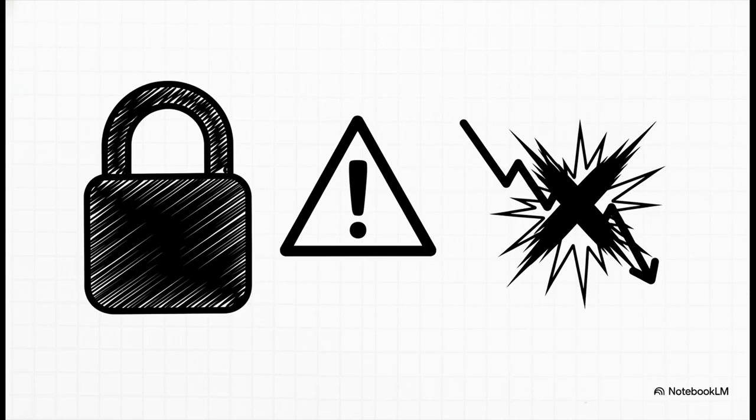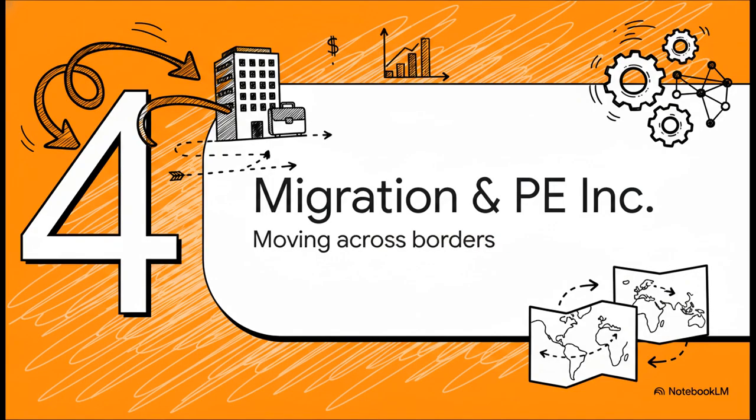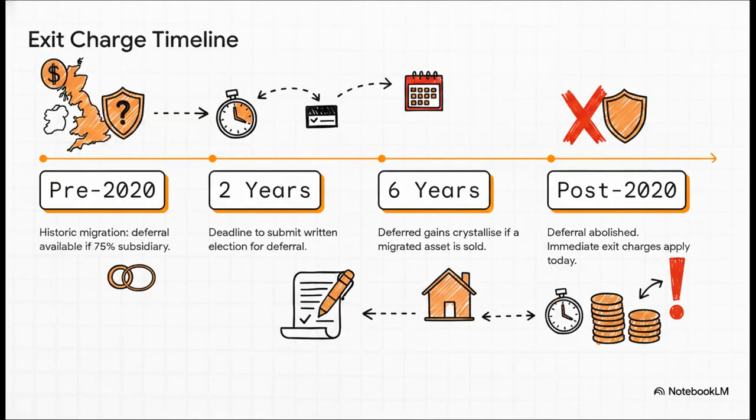It's an irreversible trade-off. Seriously, do not recommend this if there is even a slight chance the overseas operations will generate losses in the future. Let's turn to Section 4, Migration and PE Incorporation. Have your pens ready, please, as we explore the mechanics of structurally moving companies and branches across borders. Trace this timeline of exit charges with me nice and slowly.